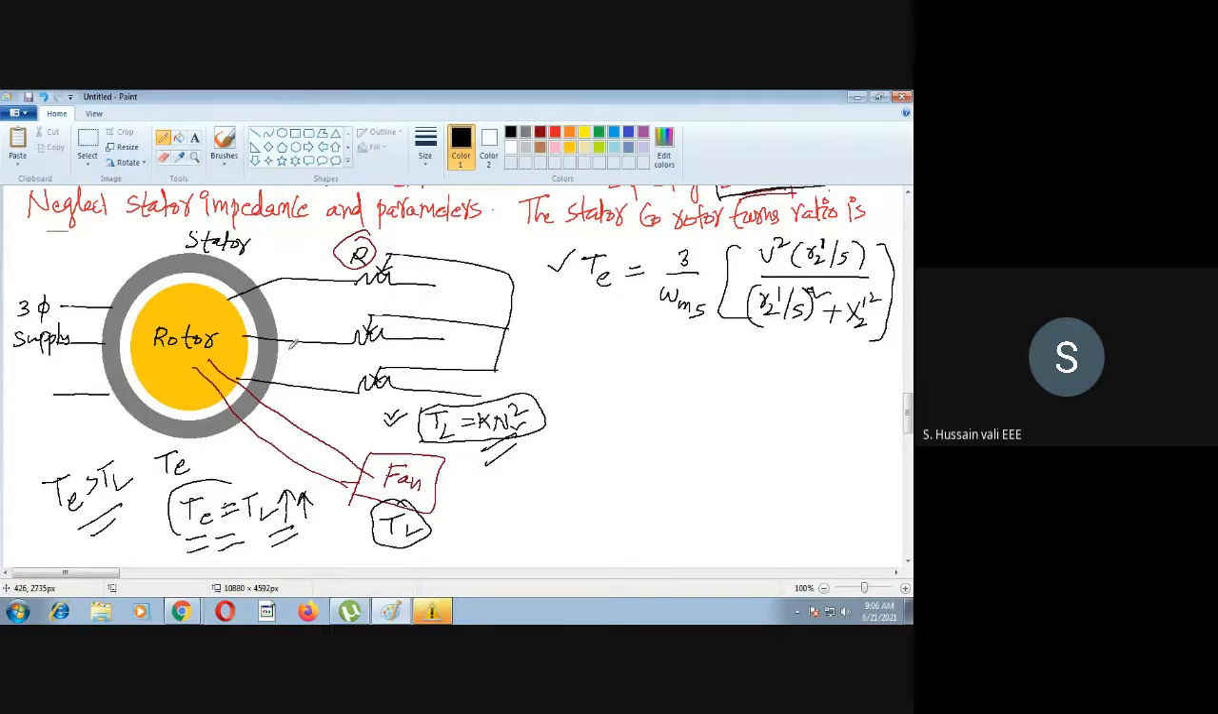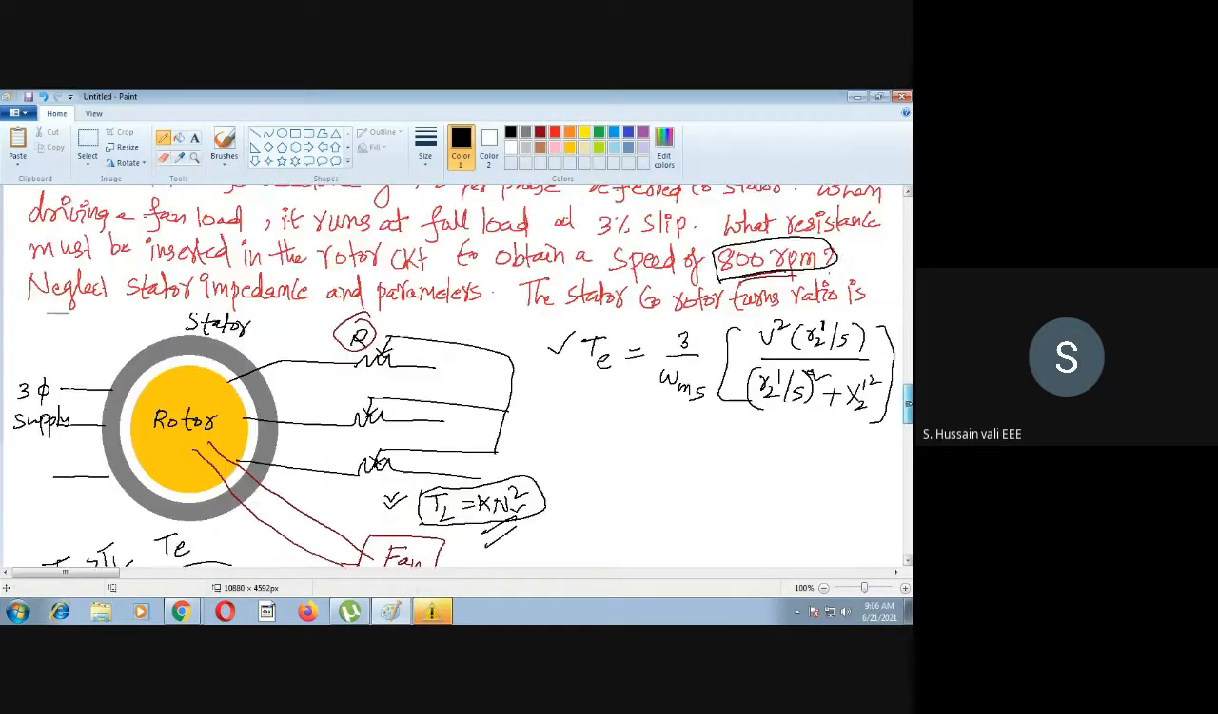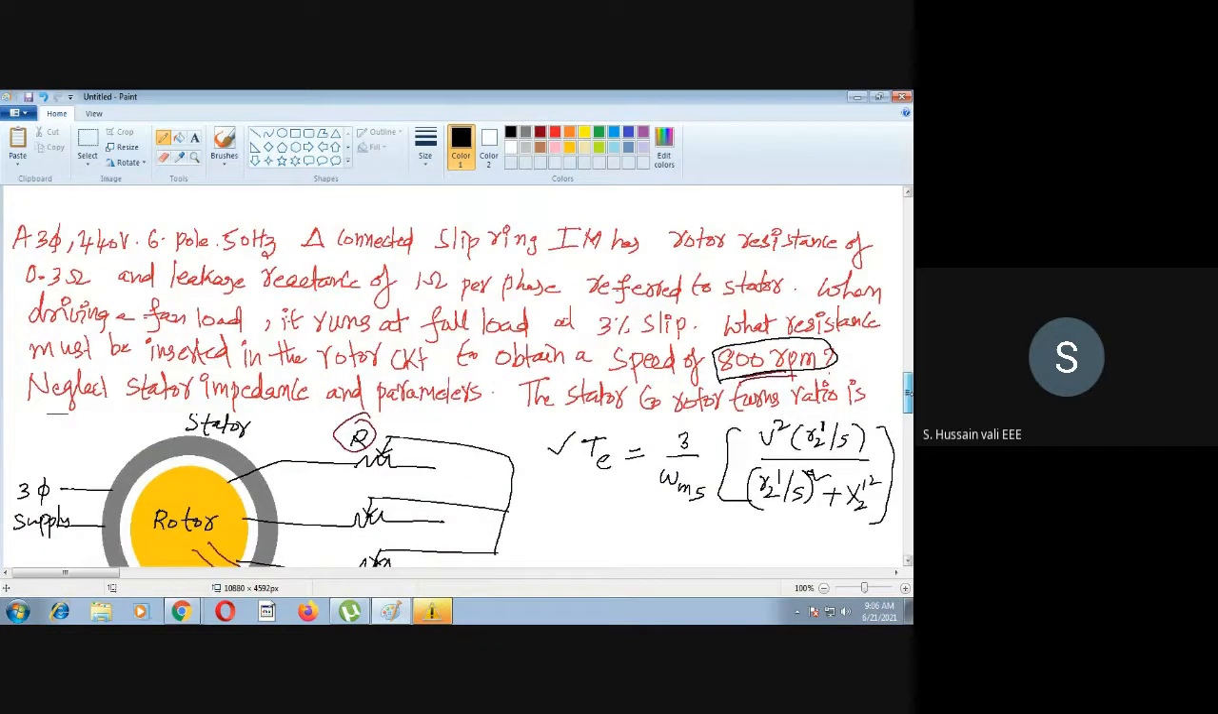He wants the speed of the fan to be 800 rpm. So for that purpose, what is the R you will add here? Before that, first we'll do one thing. First of all, we will find out the full load torque.